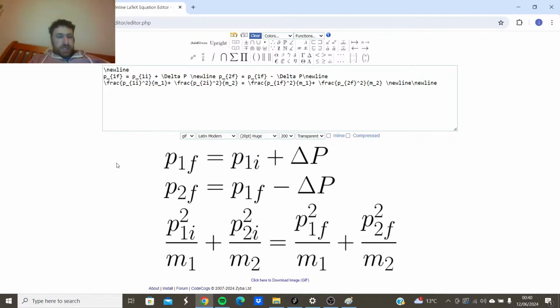So what we'll do is we'll plug these two formulas into our equation at the bottom. One more thing I want to do before we do that is multiply both sides of the bottom equation by m1 and times m2.